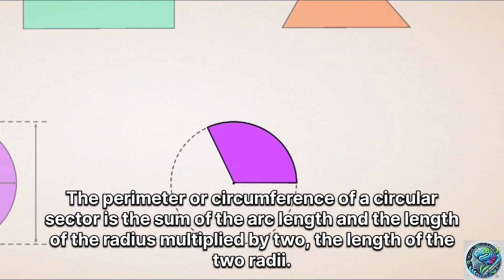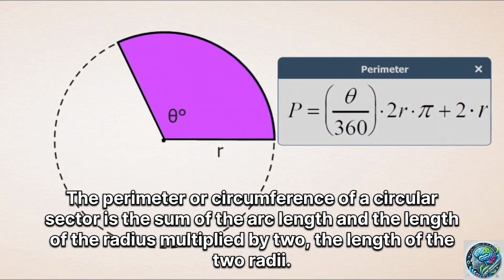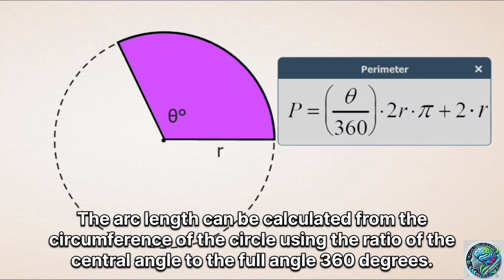The perimeter, or circumference, of a circular sector is the sum of the arc length and the length of the radius multiplied by 2, the length of the 2 radii. The arc length can be calculated from the circumference of the circle using the ratio of the central angle to the full angle, 360 degrees.